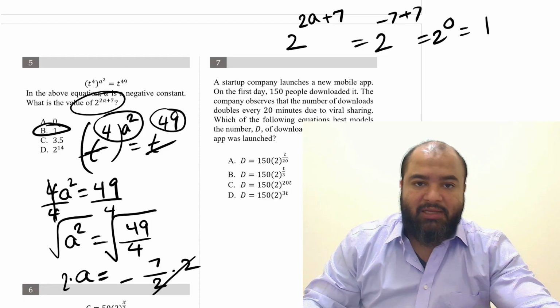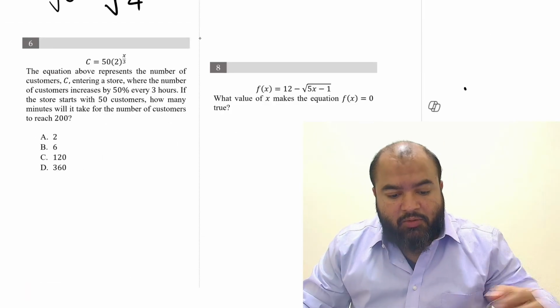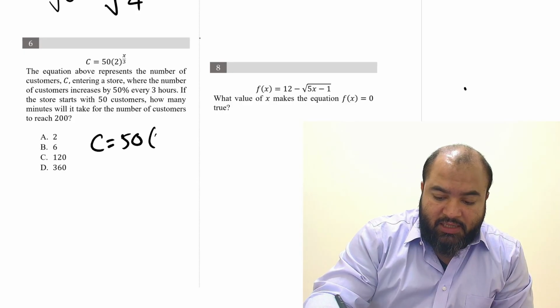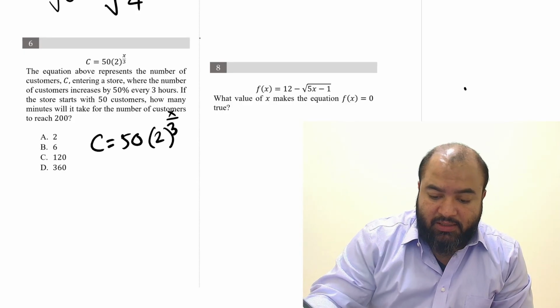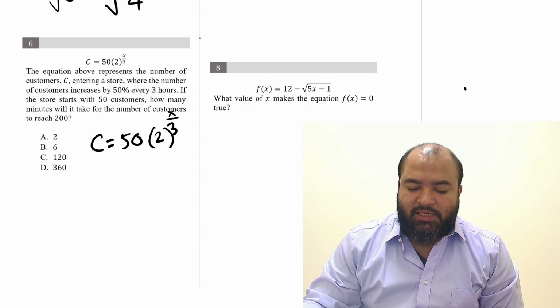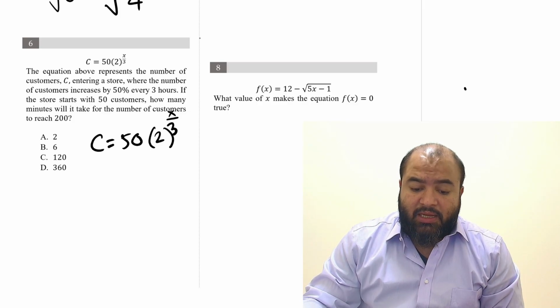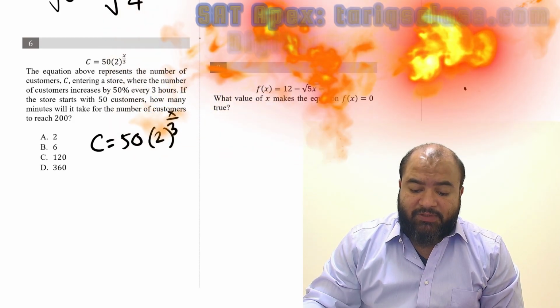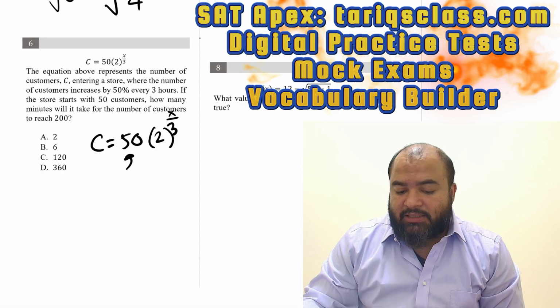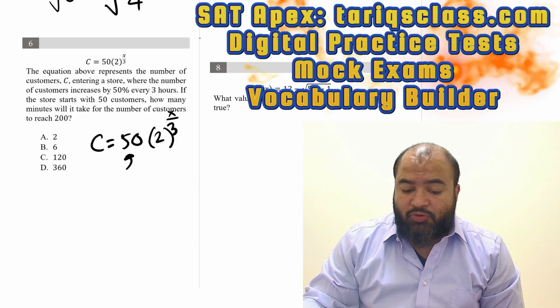Answer is 1. Anything power 0 is 1. Question number 6. C equal to 50 times 2 power x over 3. The equation above represents the number of customers C entering a store where the number of customers increased by 50% every 3 hours. Okay, if the store starts with 50 customers, we can see that. How many minutes will it take for the number of customers to reach 200?